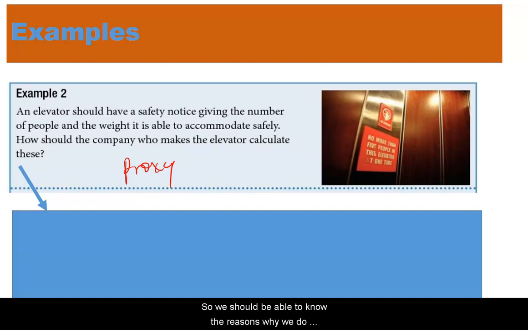So we should be able to know the reasons why we do most of the things that we do. This is the reason why statistics is very important. Understanding exactly what the aim of statistics is will help you to pay more attention as we dive into more calculations and look at different types of data and how those data can help us in our day-to-day life.